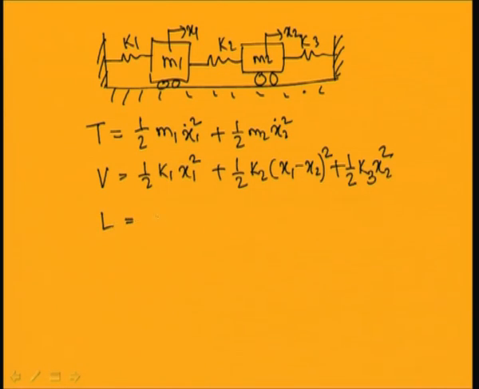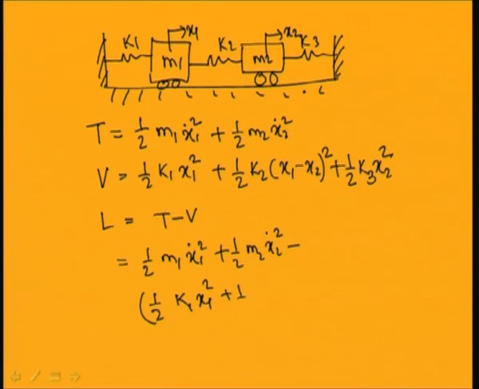So, L equal to T minus V. So, you can write this equal to half m1 x1 dot square plus half m2 x2 dot square minus half k1 x1 square plus half. So, I can expand these things. So, I can write k2, I can write this is x1 square plus x2 square minus 2 x1 x2 plus half k3 x2 square. So, this is the expression for the Lagrangian of the system.